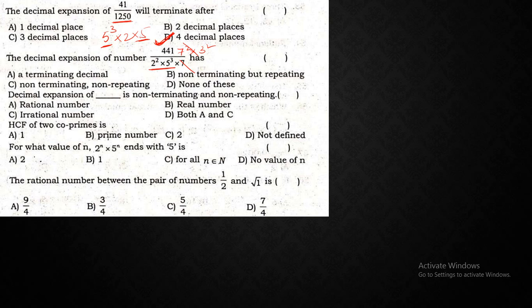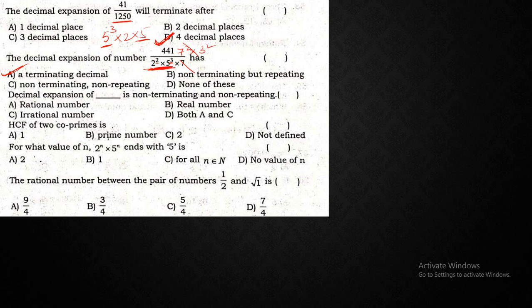Now take the highest power of each prime in the denominator, it's not the LCM. So 5 cube and 2 square. What is the highest power among 2 and 3? It is 3, right? It is not asking about the number of decimal places, only about terminating or non-terminating. So clearly the denominator contains 2 square into 5 cube, hence it is a terminating decimal, right?